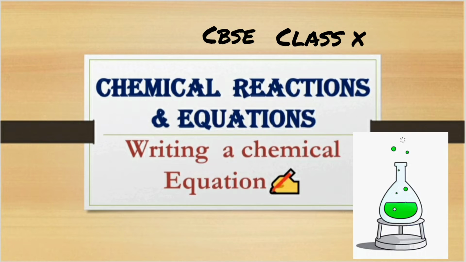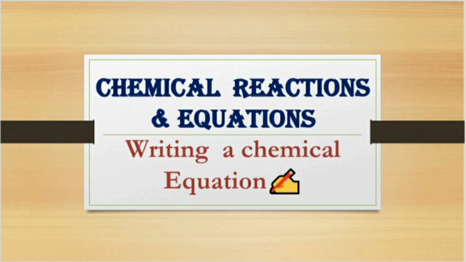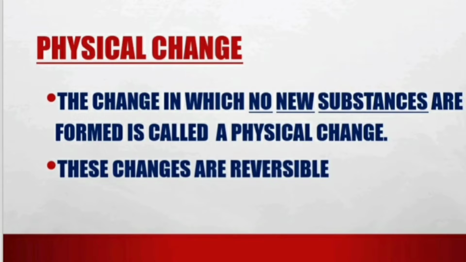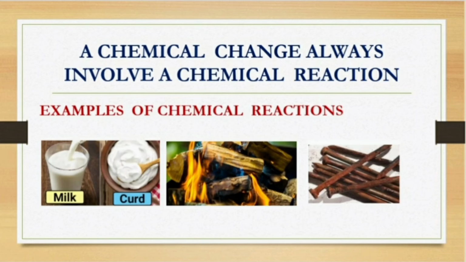Today we'll be dealing with chemical reactions and equations, also the rules for writing a chemical equation. In the previous video, we have already discussed about physical and chemical changes. If you haven't watched yet, the link will be provided in the description box below. A chemical change always involves a chemical reaction. Examples of some chemical reactions are milk changing to curd, burning of wood, also rusting of iron.